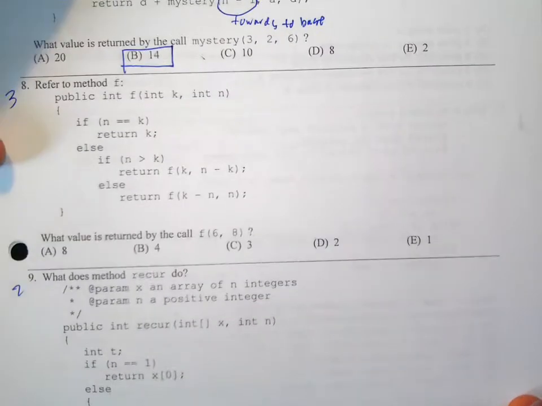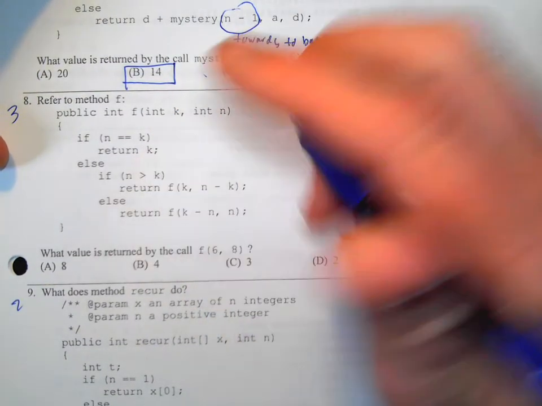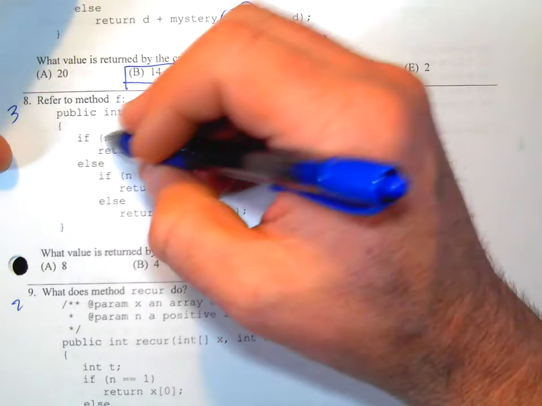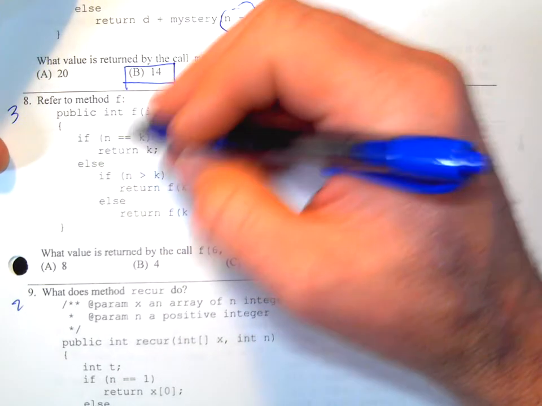Okay, so the next problem is number 8. Refer to method F. So here's a method F. It takes two ints. If n equals k, if they equal each other, it just returns k. That's the base case, right?